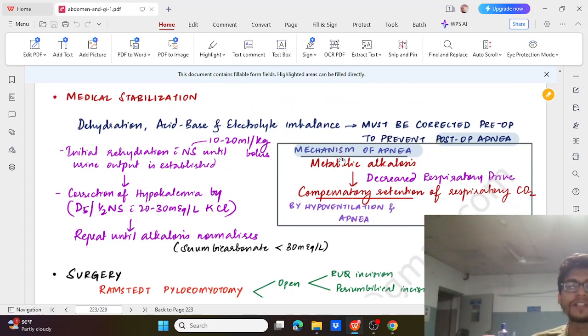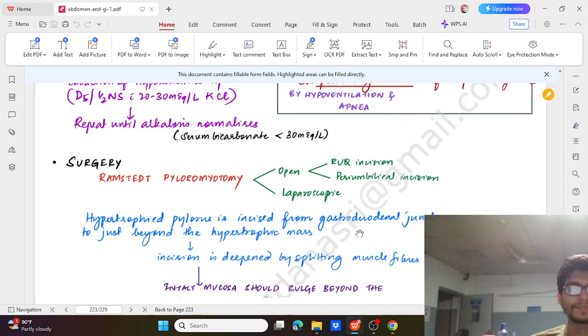So how does this apnea occur? Metabolic alkalosis will cause decreased respiratory drive, causing compensatory retention of CO2. That is possible by hypoventilation and apnea.